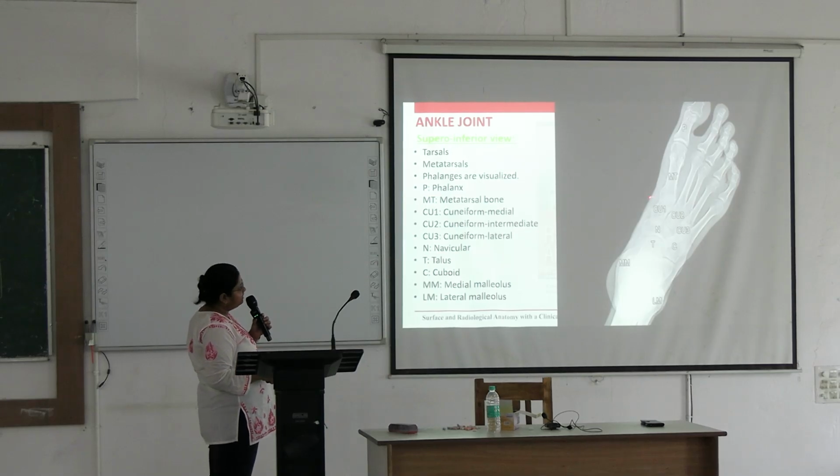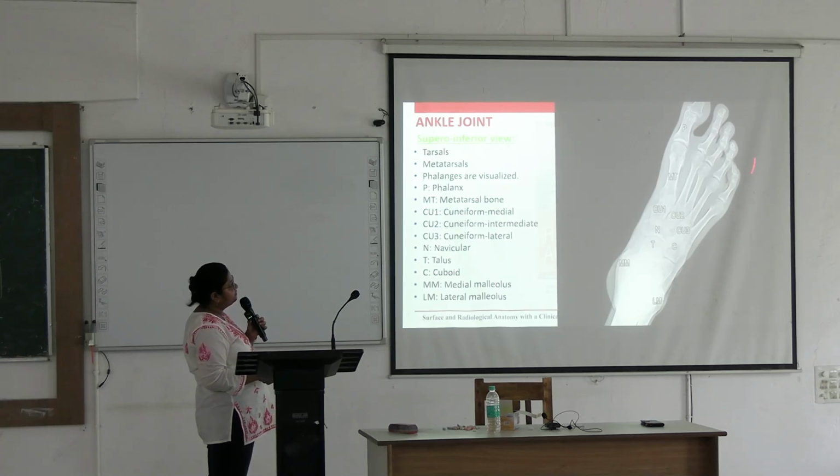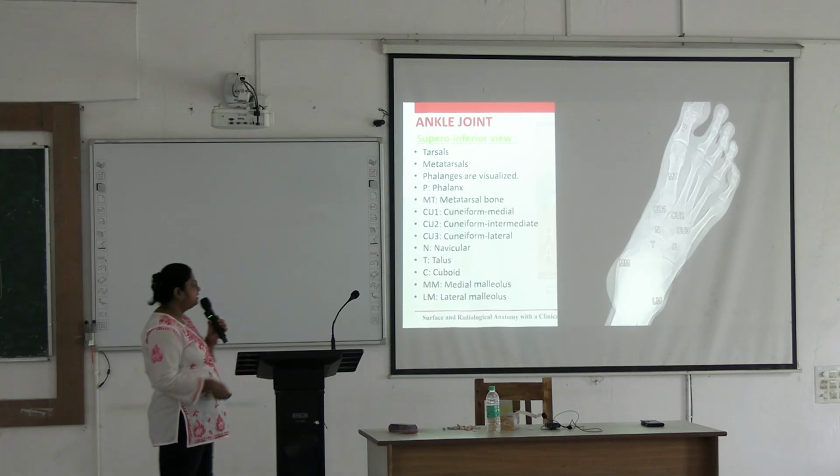Here these are the three cuneiforms: medial, intermediate, lateral cuneiforms. These are the 5 metatarsals: first, second, third, fourth and fifth metatarsal. These are the phalanges, 2 for the great toe, 3 for each of the other toes. You can see clearly.